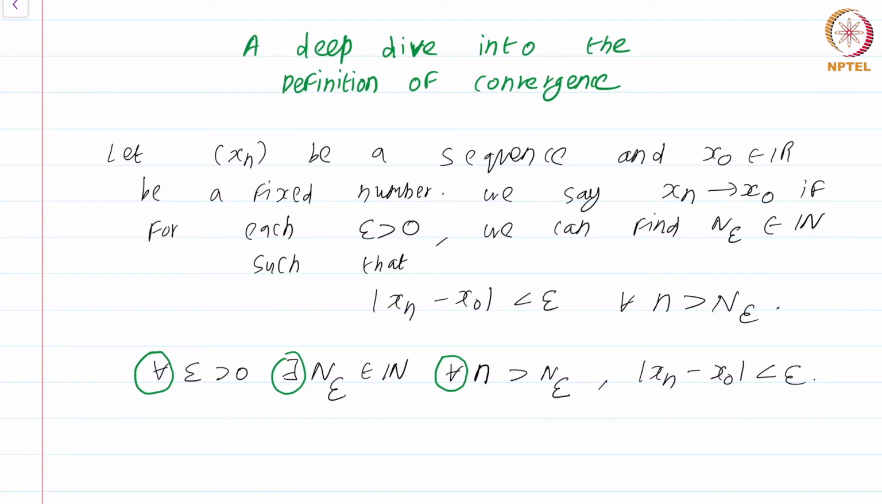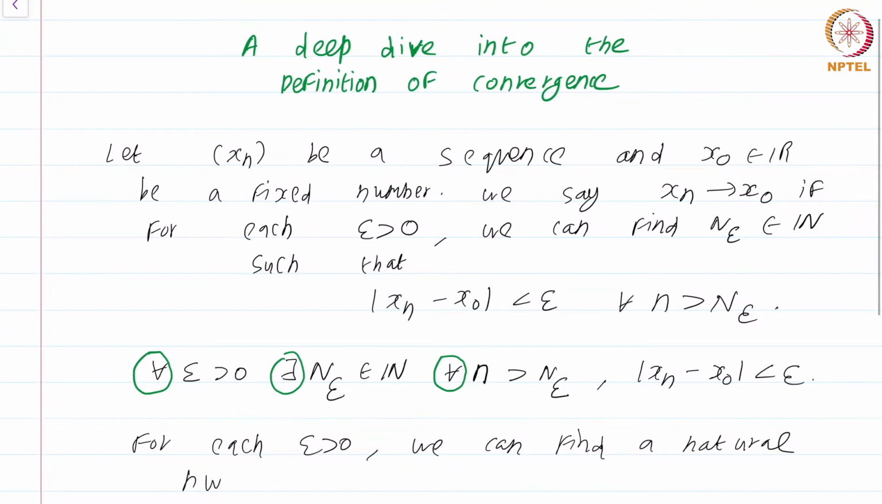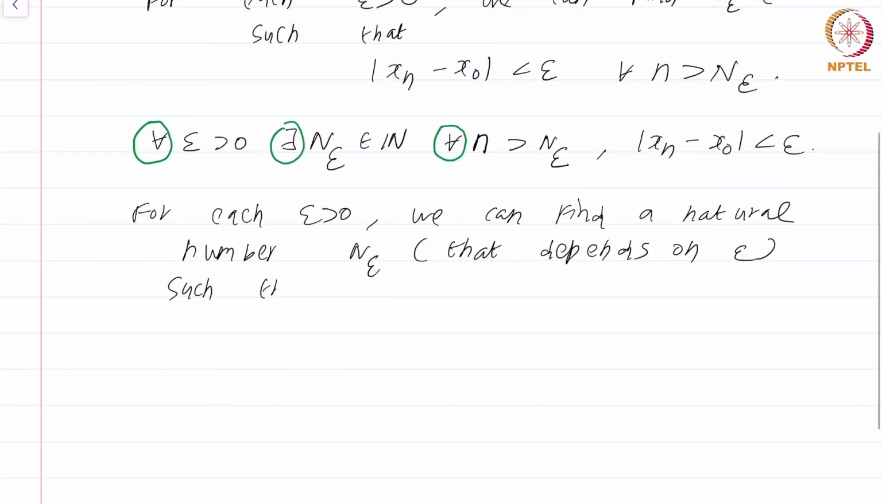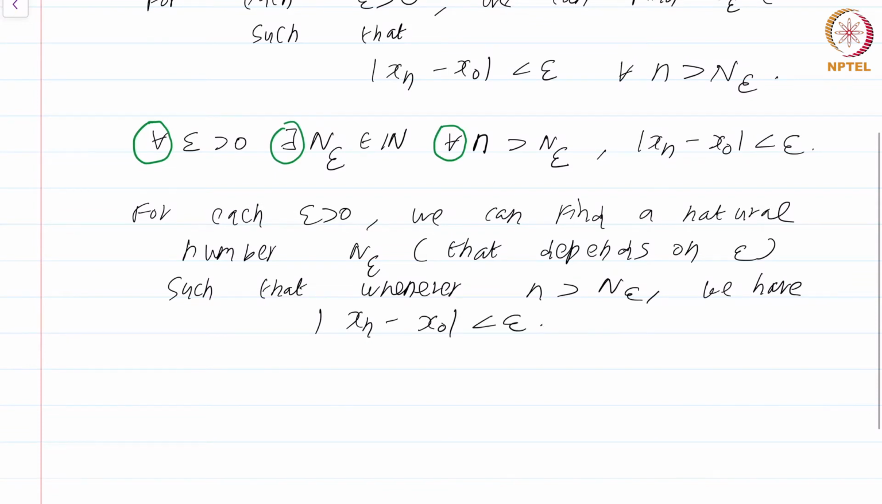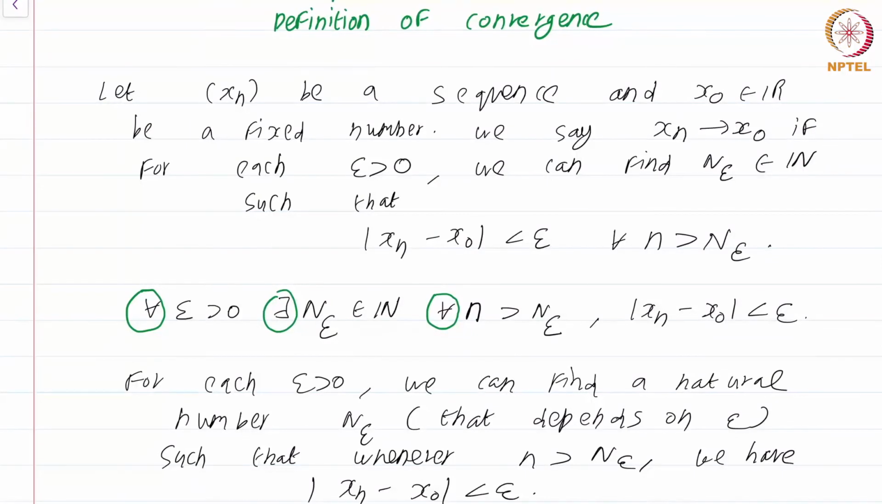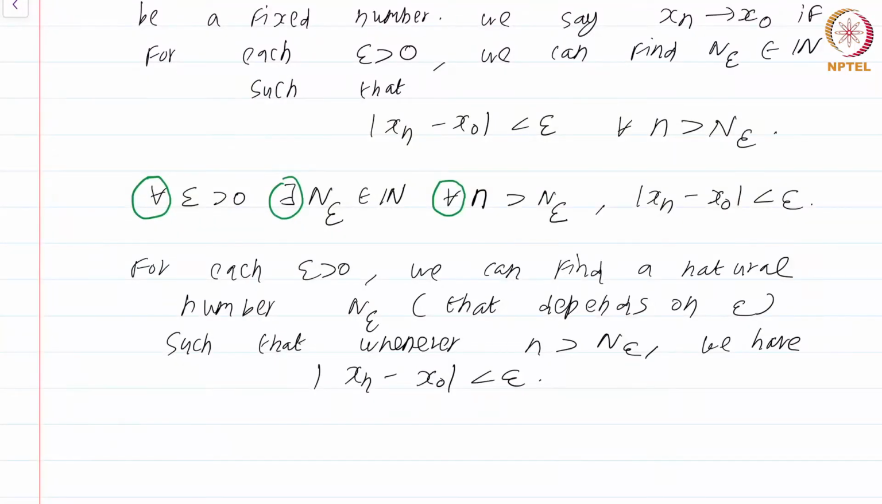Okay. Now, it's an interesting exercise to translate this back into the original language, that of English. What is this saying? Well, for each epsilon greater than 0, we can find a natural number N_epsilon that depends on epsilon. That's crucial. That depends on epsilon, such that whenever n is greater than N_epsilon, we have |x_n - x_0| < epsilon. So we started off with the definition which was more or less in English. We translated it to logical symbolism. Now we have translated back.